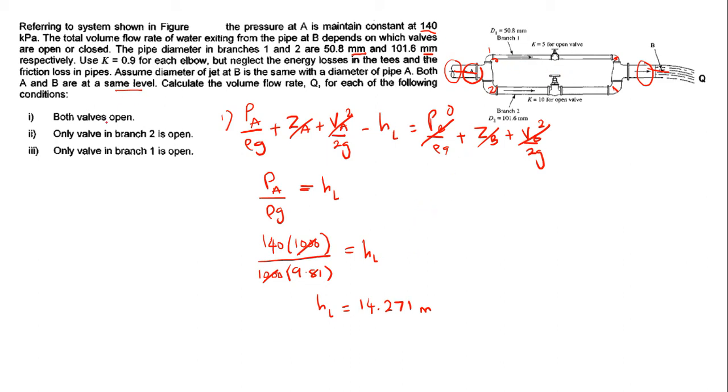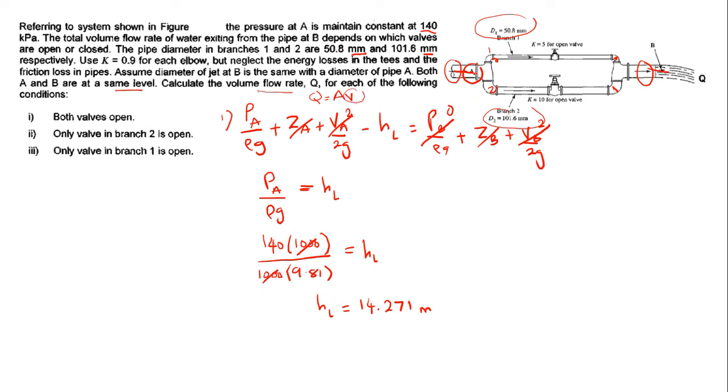So while we find HL, we will use HL to find the V in both branches, because we want to find the volume flow rate, and we know volume flow rate Q equals A times V, the area times the velocity. We have the area for both branches from the diameter, but we don't have the velocity in both branches. So that's why we want to find the velocity.